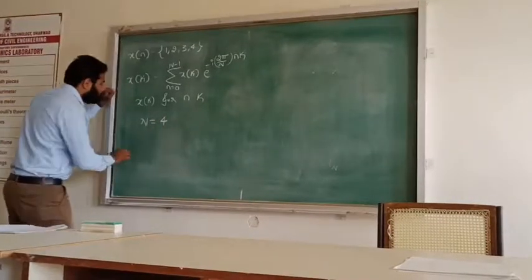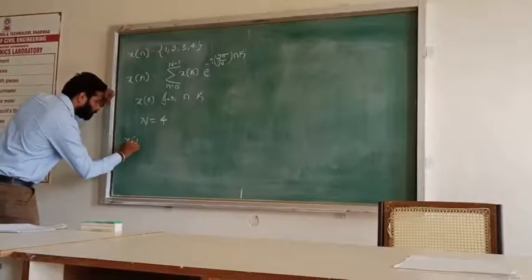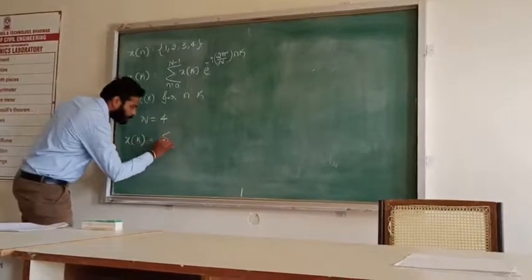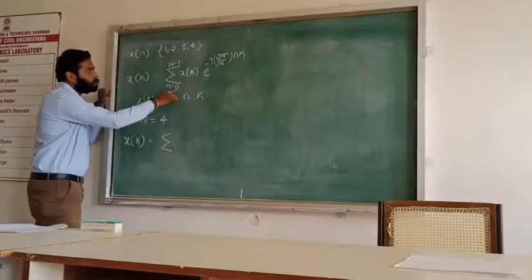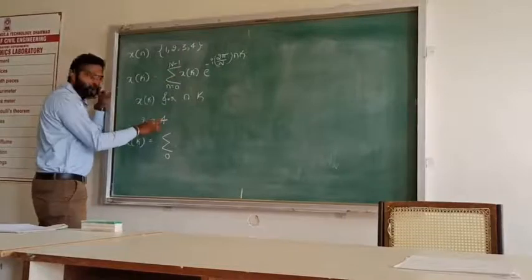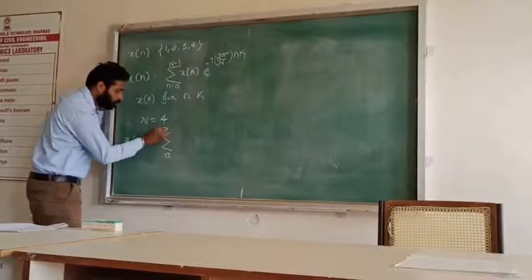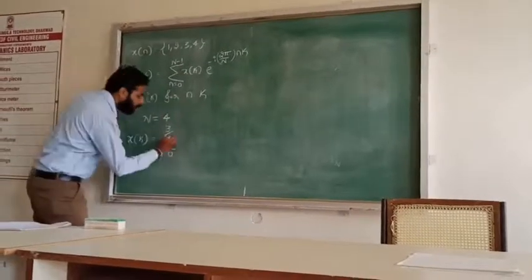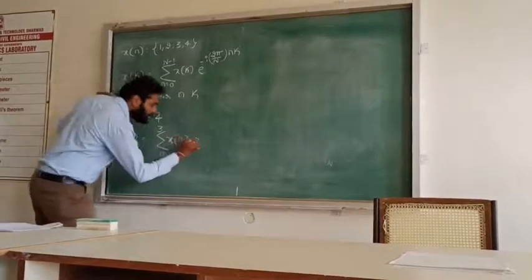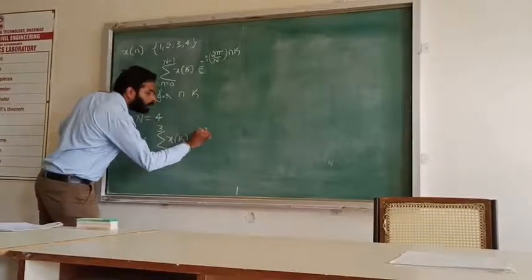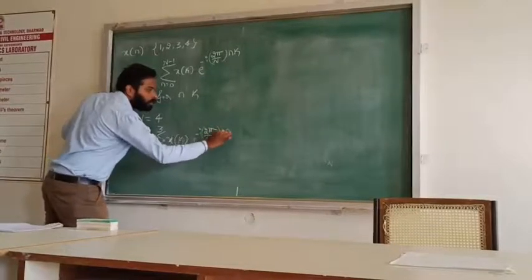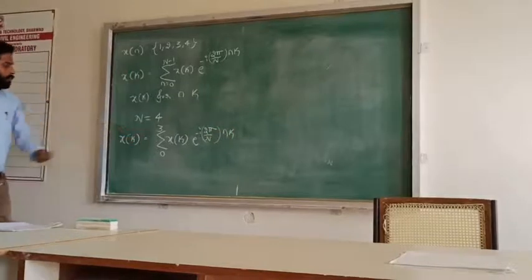So now X of k is equal to summation n is equal to 0 to capital N minus 1, that is 0 to 3, since 4 minus 1 is 3, x of n e raised to minus i 2 pi divided by capital N into n into k. Now this is our equation.